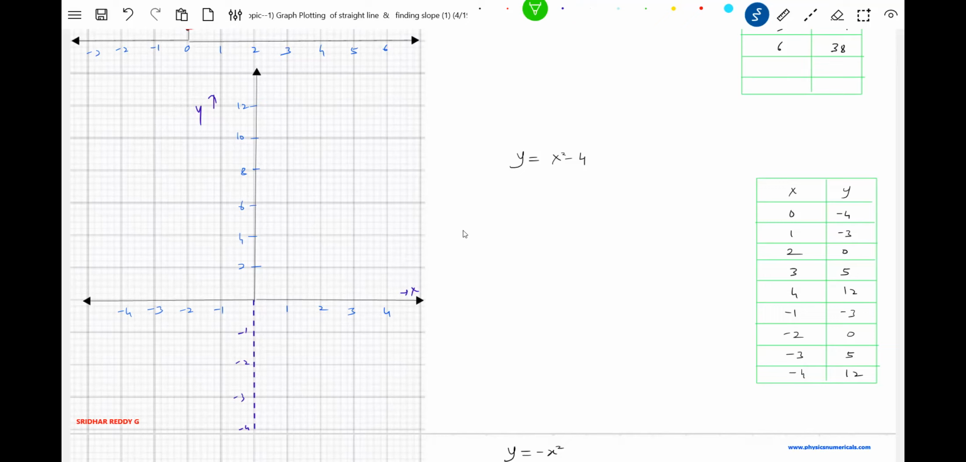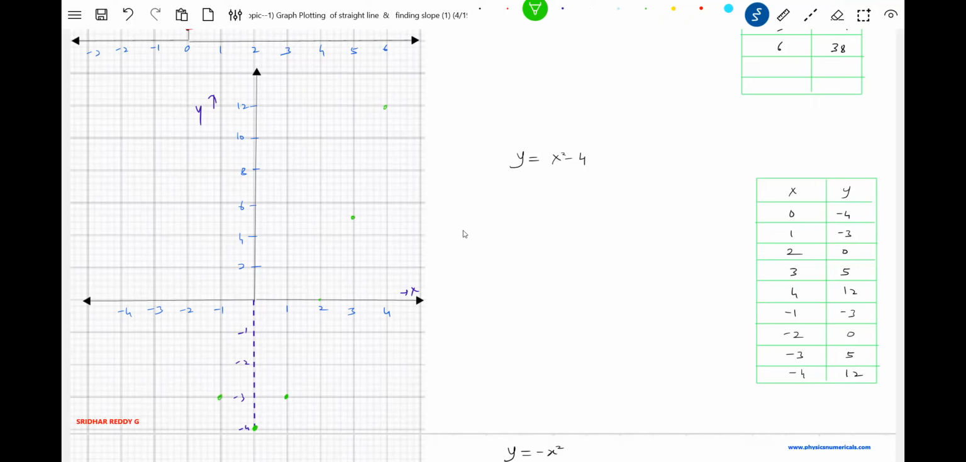Put x equal to 0, it will be minus 4. It is starting from here. X equal to 1, it will be minus 3. X equal to 2, it will be 0. X equal to 3, it will be 5. X equal to 4, it will be 12. Similarly, x equal to 1, minus 3, it is here.